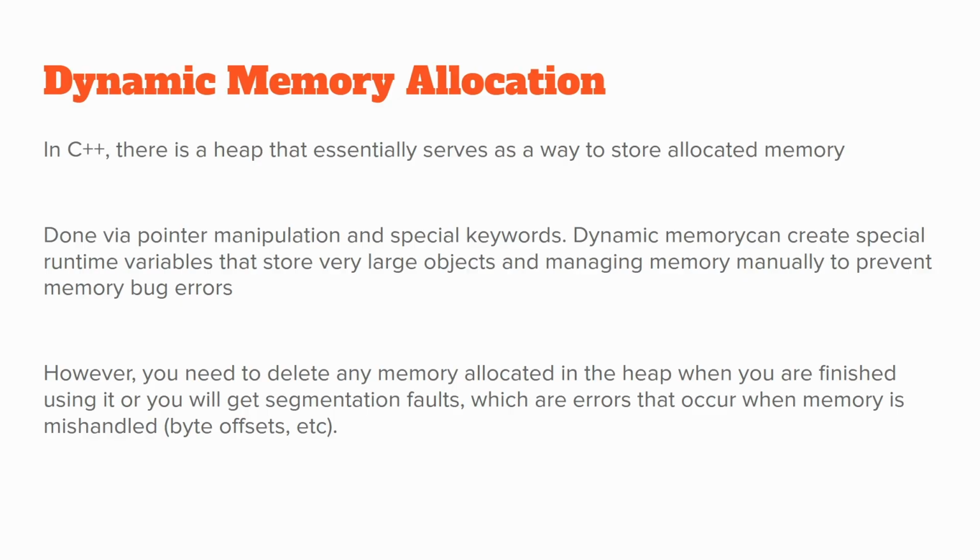Now that we talked about pointers, we can talk about dynamic memory allocation. In C++, there is a heap that essentially serves as a way to store allocated memory. This is done via pointer manipulation and special keywords. Dynamic memory can create special runtime variables that store very large objects, and it makes you manage memory manually to prevent memory bug errors. However, you need to delete any memory that you allocate within this heap when you are finished using it, or you will get segmentation faults, which are errors that occur when memory is mishandled via byte offsets or accessing data in a vector that doesn't exist.